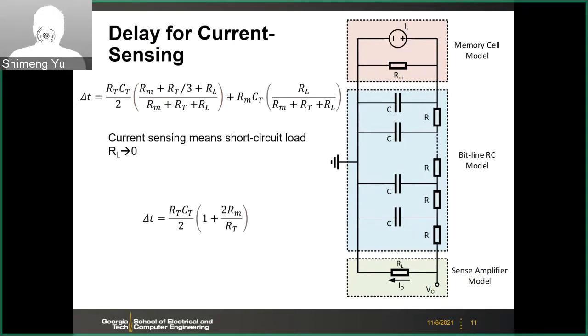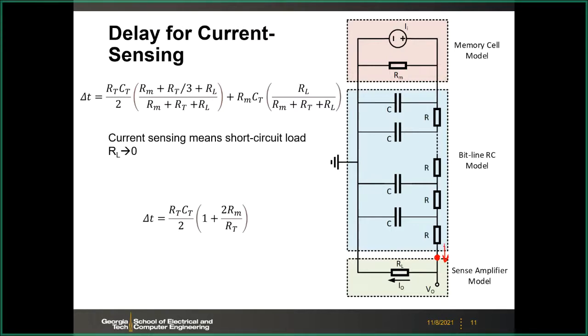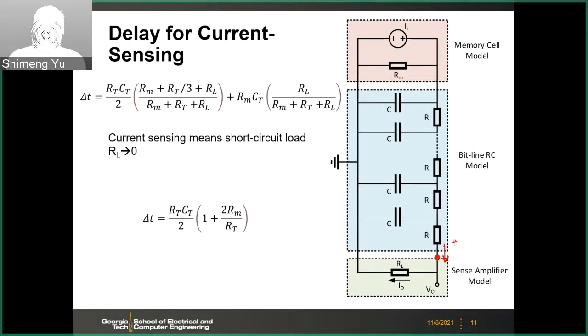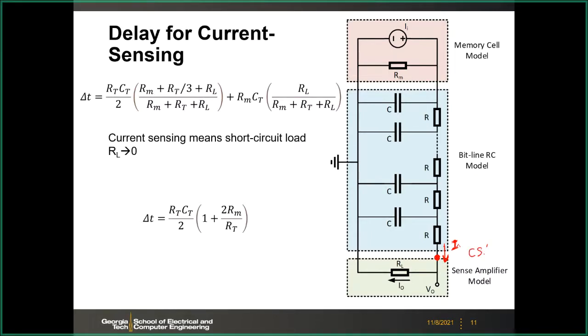And next, we show another case, which is current sensing. Current sensing means what? Here you want to read out the current from the bit line. So if you want to read out the current, this is the current sense amp.